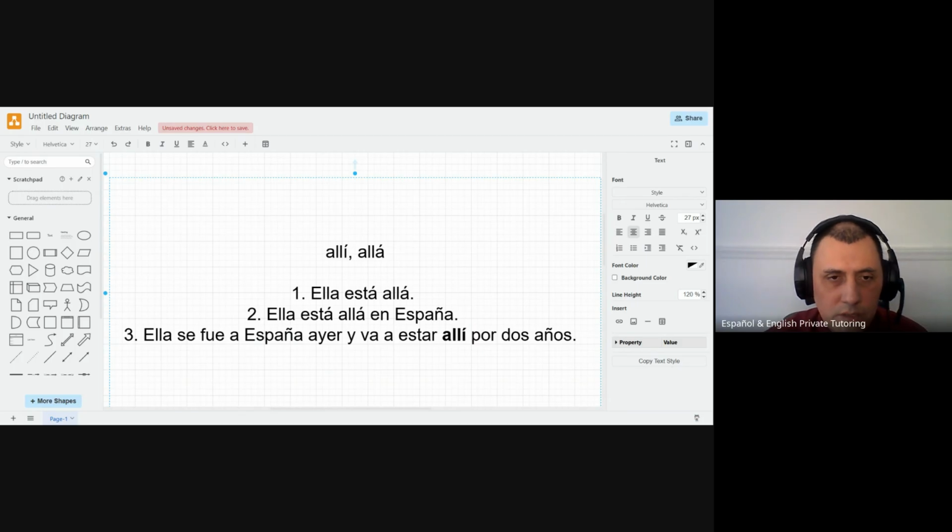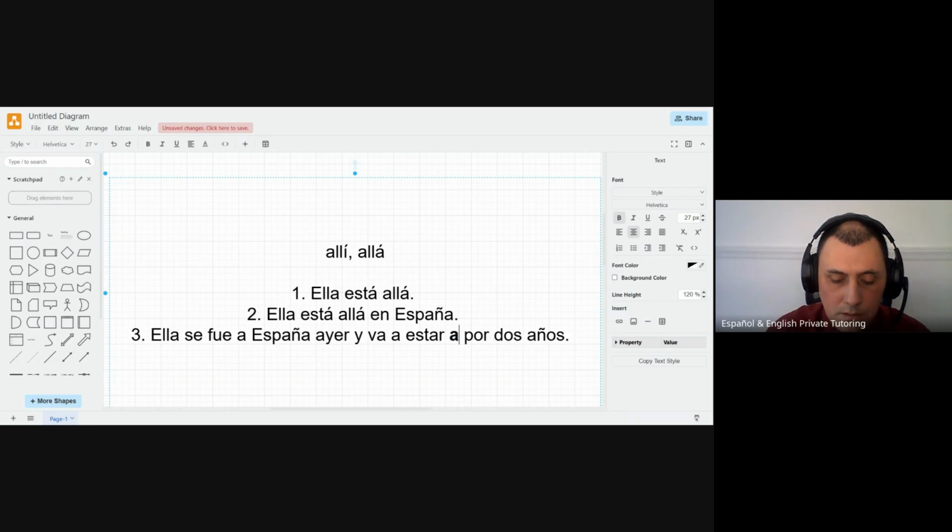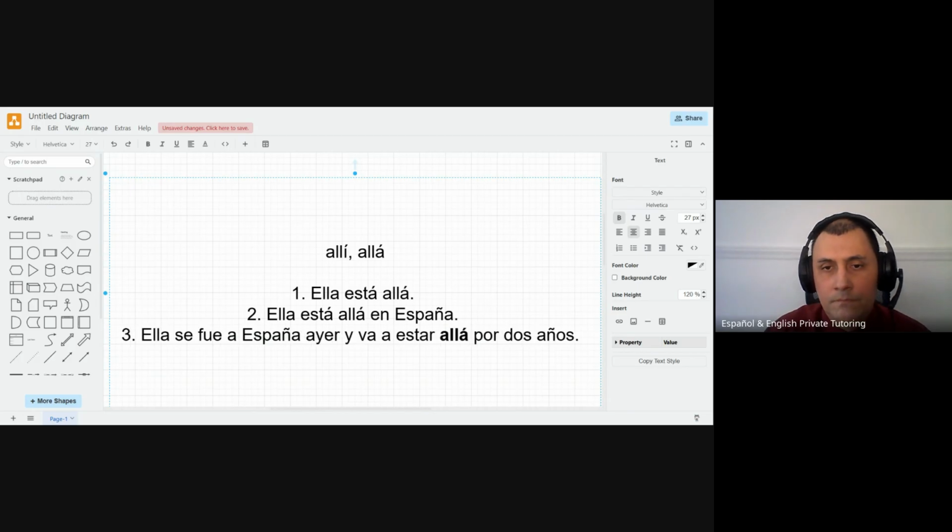This in English will be, she left for Spain yesterday, and she's going to be there for 2 years. There means Spain. And I also explained that allá is flexible, so you can also use allá. So if you're not sure about which one to use, just stick with allá because allá is more flexible.